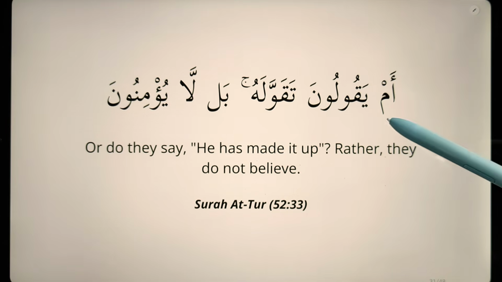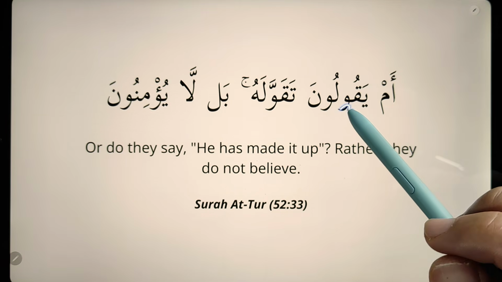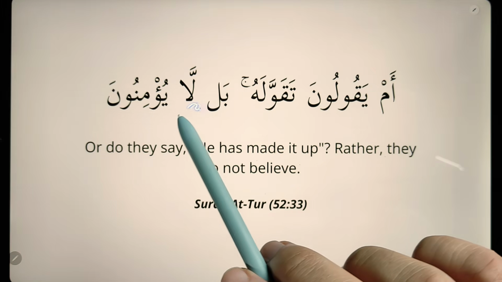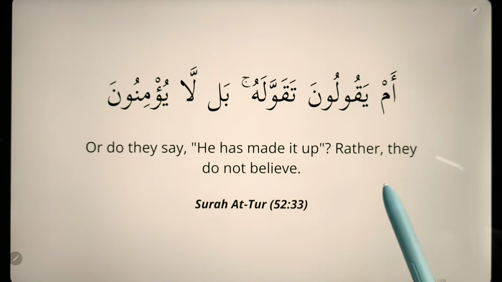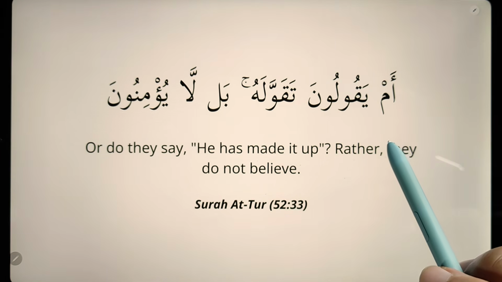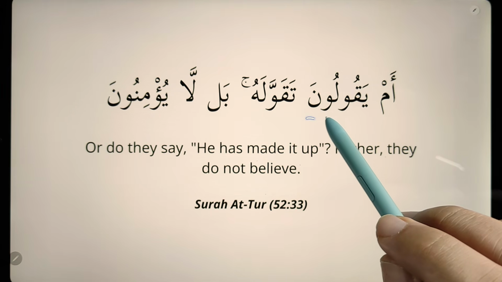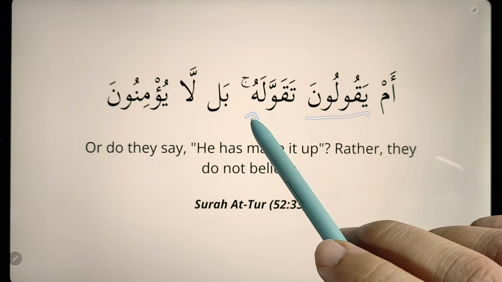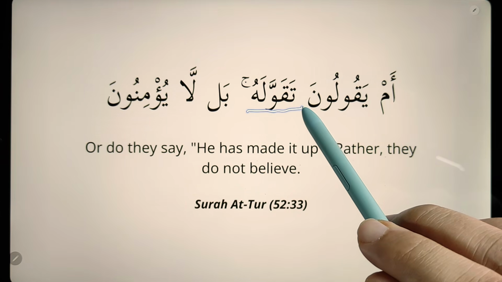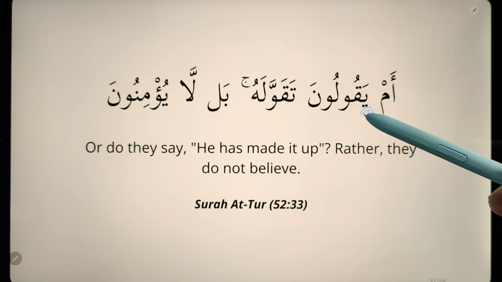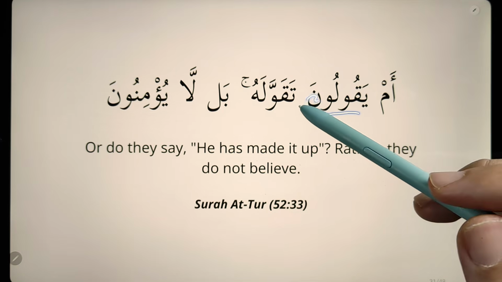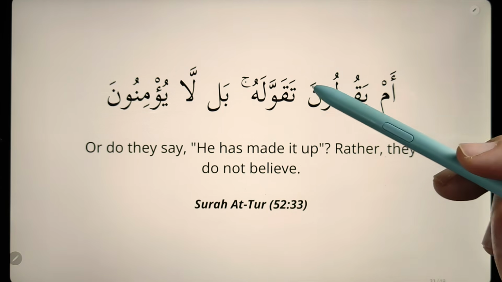Last example. أَمْ يَقُولُونَ تَقَوَّلَهُ بَلْ لَا يُؤْمِنُونَ. There are 2 words here. The first word is يَقُولُونَ, and the second word is تَقَوَّلَهُ. يَقُولُونَ means they say. تَقَوَّلَهُ means he fabricated it.